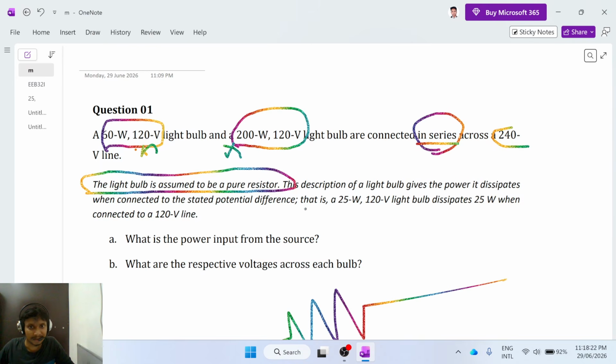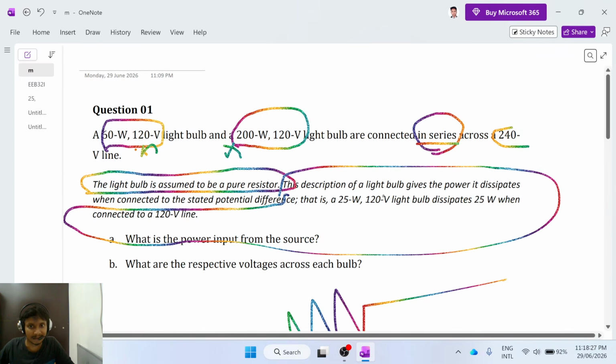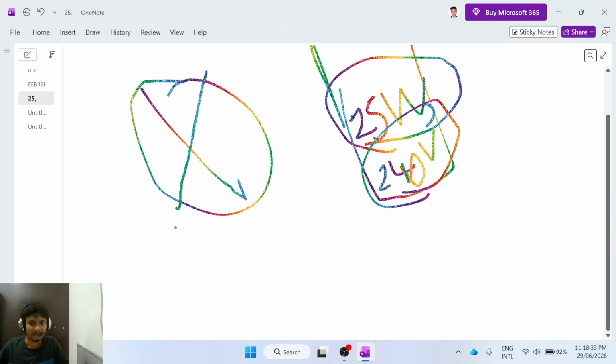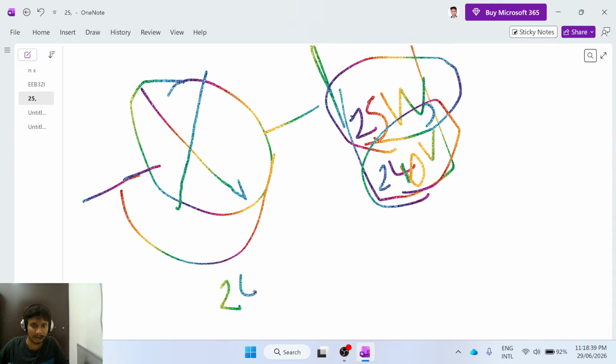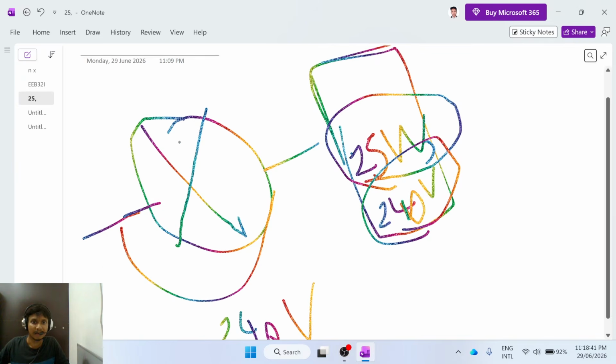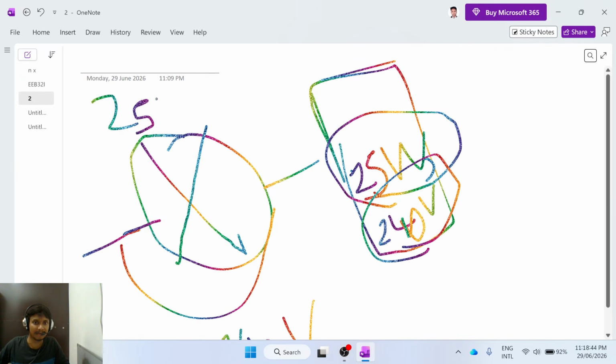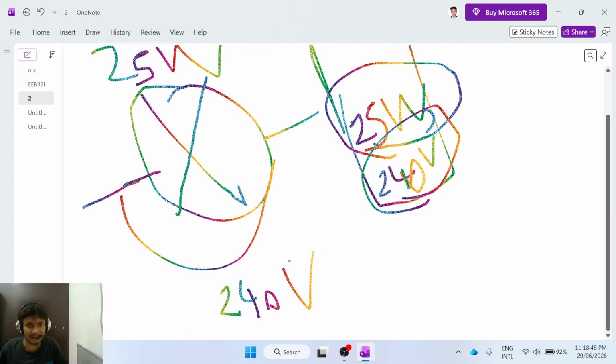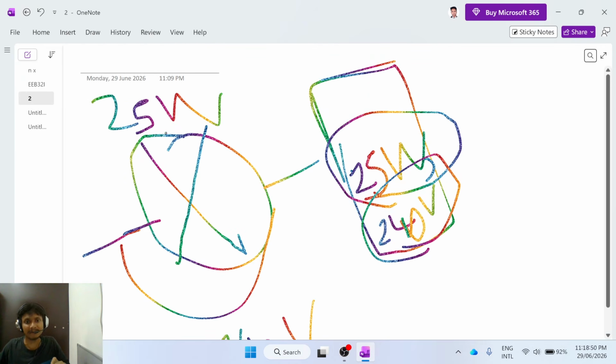Now we are going to discuss what is the meaning of this statement. The meaning is, if you give 240 volt to this light bulb, it will give you 25 watt. If you give 240 volt only, it will give you 25 watt power.